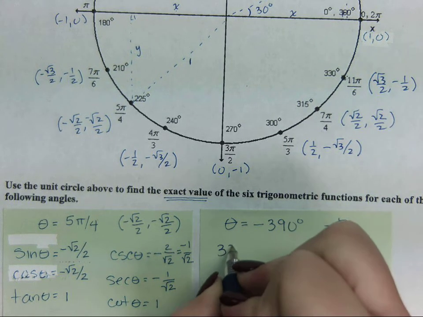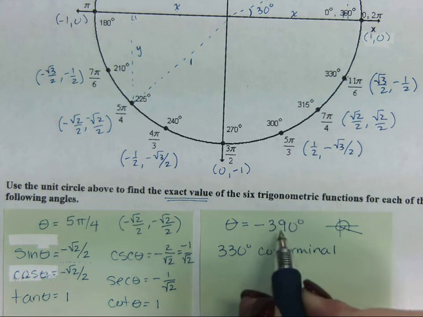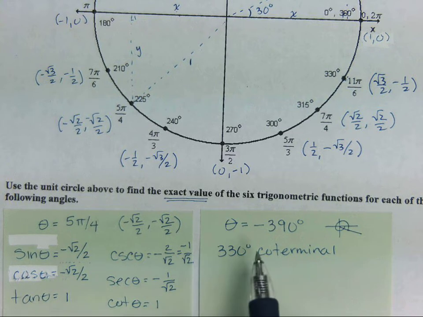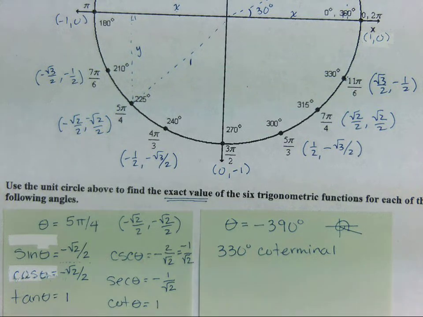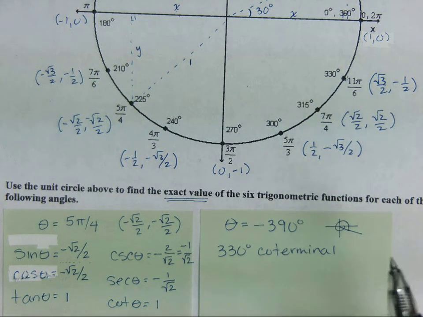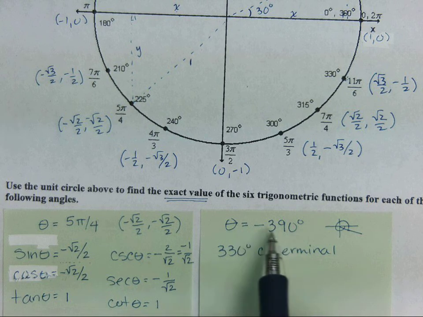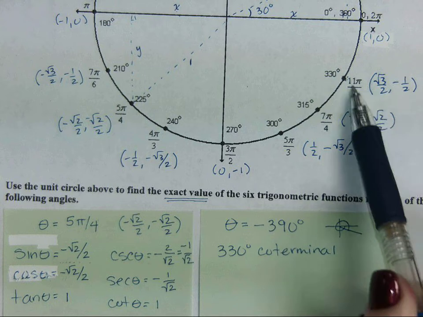So 330 degrees is coterminal with the angle that I'm given. And so you want to be able to find coterminal angles so that you can identify them on your unit circle and make this process of finding the 6 trig functions easier. Coterminal angles and reference angles are going to really play a part in how to identify where we're at on this graph. If I know that I'm right here, the angle that we're still referring to is this negative 390, but since it's coterminal with 330, I'm going to use the information sitting at 330.